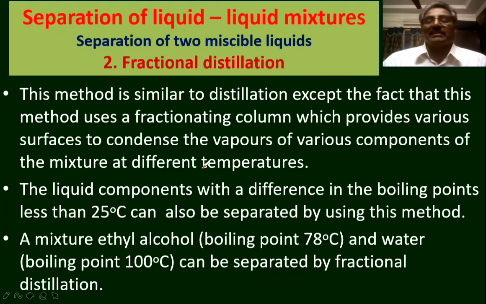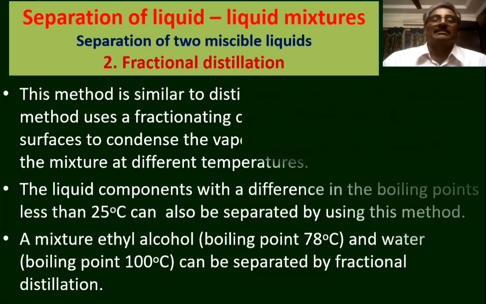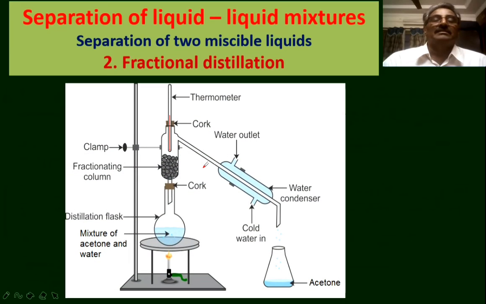A mixture of ethyl alcohol with boiling point 78 degrees Celsius and water with boiling point 100 degrees Celsius can be separated by fractional distillation. Here the difference in boiling points is only 22 degrees Celsius. So water cannot be separated easily from ethyl alcohol by simple distillation, but fractional distillation can be used to separate ethyl alcohol from water. The fractional distillation is shown here.